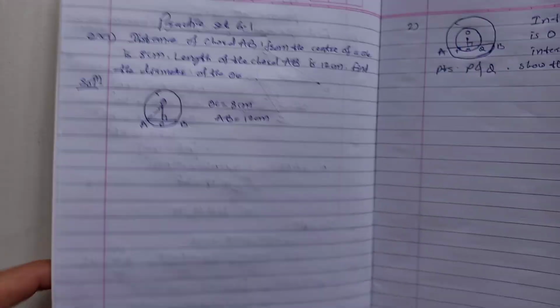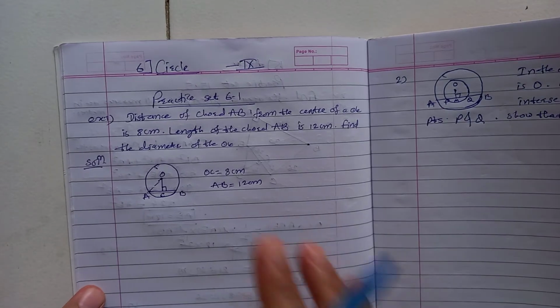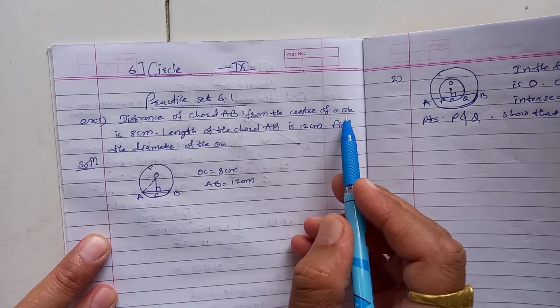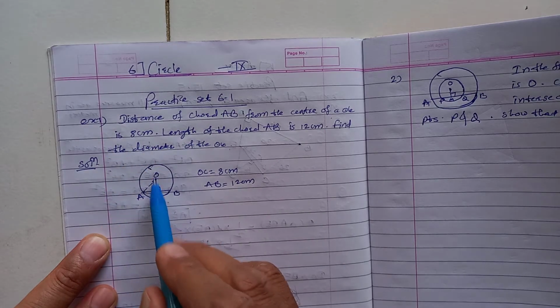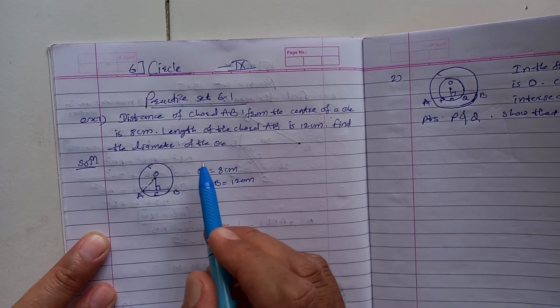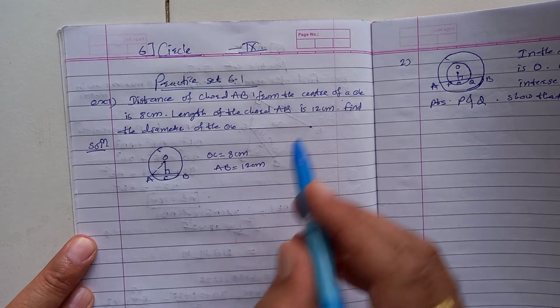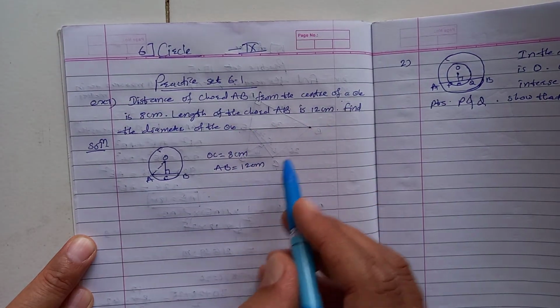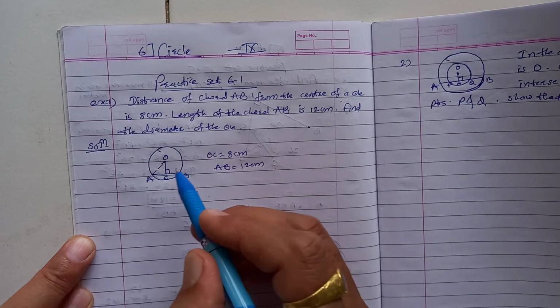See now. So first one. Here, distance of chord AB from the center of circle is 8 centimeter. Means this distance OC is 8 centimeter. You can take any figure. You can give any name. And length of chord AB is 12. Then we have to find the diameter of the circle.